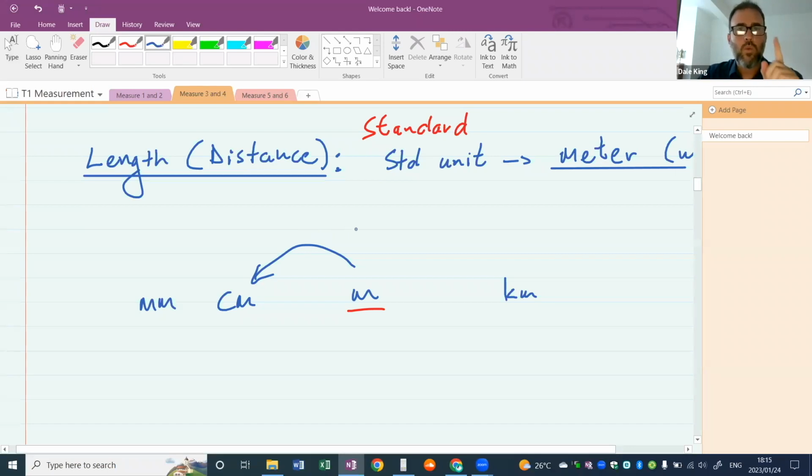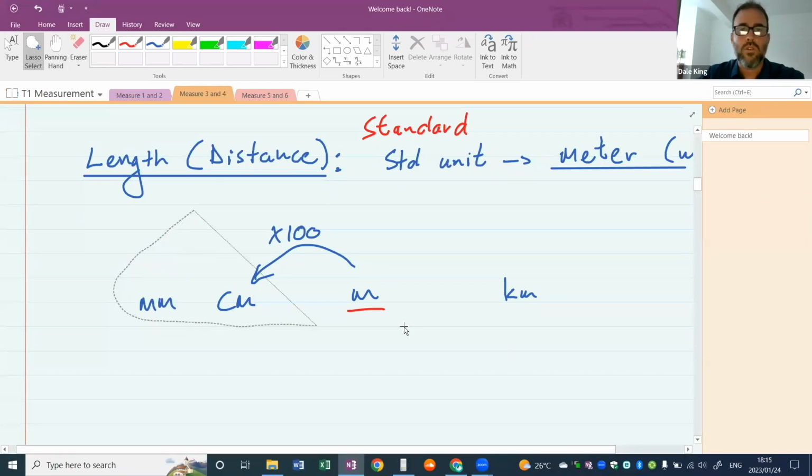So if I have 1 meter and I want to know how many centimeters that is, what calculation will I have to do? This 1 has to get bigger. It has to become 100. So we are going to multiply by 100. In this little arrow here in my diagram, I'm going to say times 100. To go from 1 meter into centimeters, we need to times by 100.